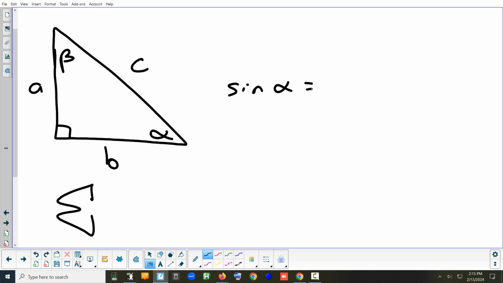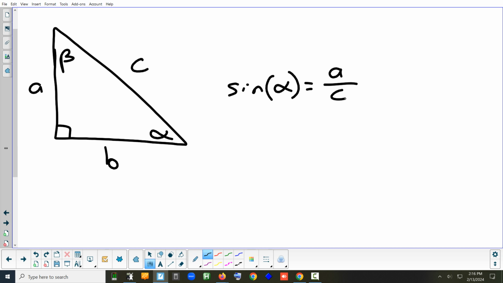Sine of alpha. Now, it's not going to be numbers, it's just going to be letters. So using the definition of sine, opposite over hypotenuse, what's the sine of alpha going to be? A over C. Opposite over hypotenuse. Alpha is the perspective that you're looking at everything from. A over C.